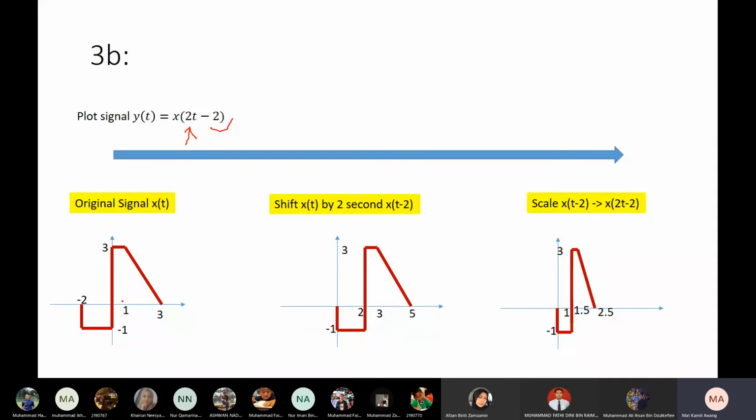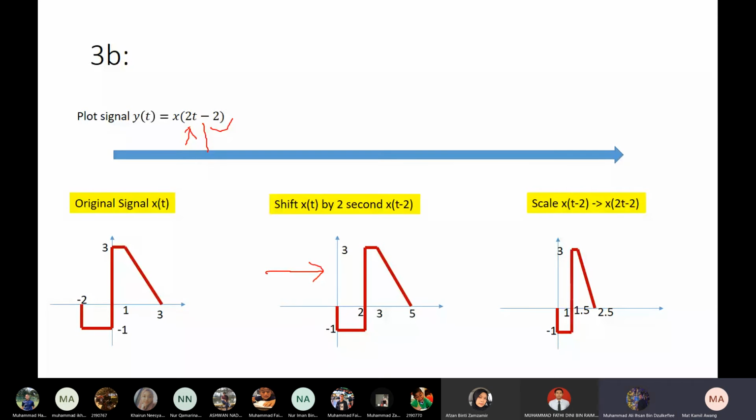So the original signal, the easiest one, you shift first. If the sign is minus, basically you have a delay. So delay, you shift to the right. You shift to the right by how many? 2 seconds. So you get this shape.